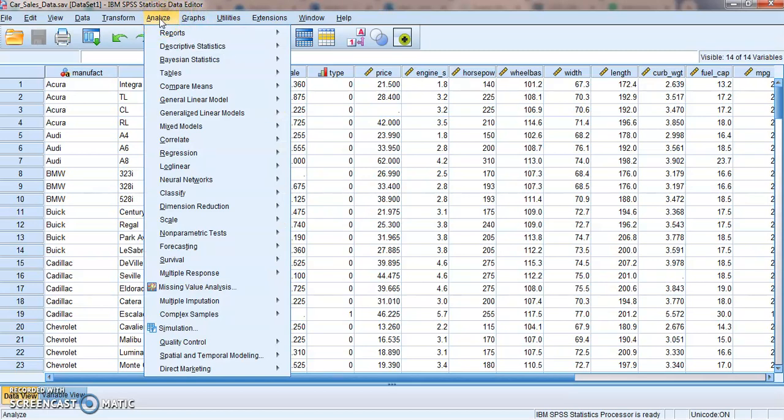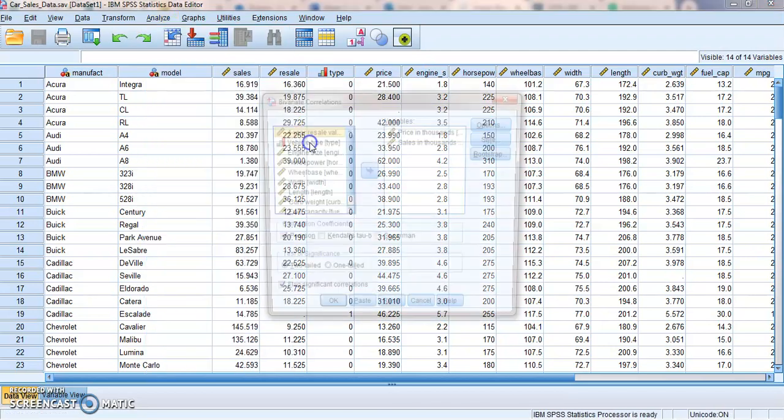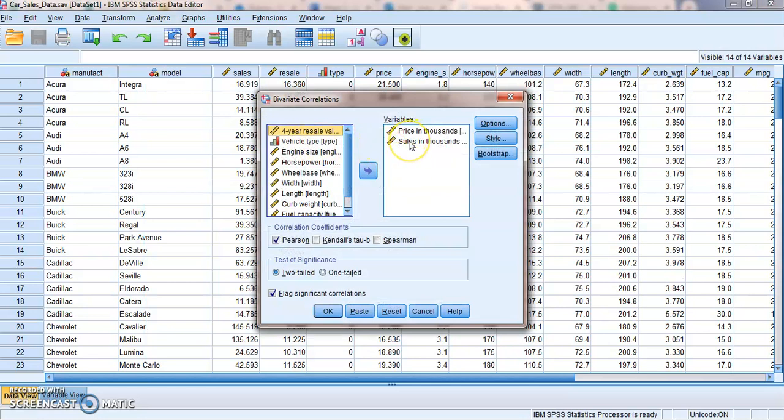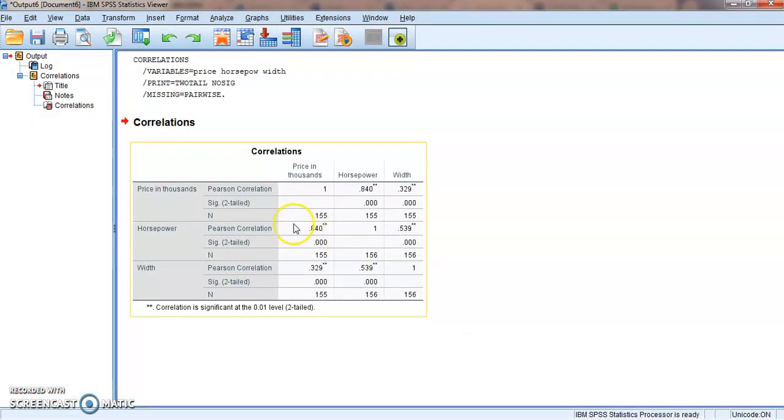So for example, if I was going to run correlation, let's have a look. Analyze, correlate, we'll go to bivariate, and let's take price in thousands and horsepower, because I know those two positively correlate to a significant level, and let's put width in there and see what that looks like. So I throw all three variables in and hit OK. I've got price in thousands correlating with horsepower, and there's the R value, 0.840, a very strong correlation. If we look here for significance, this second line, if you follow it over, 0.000.